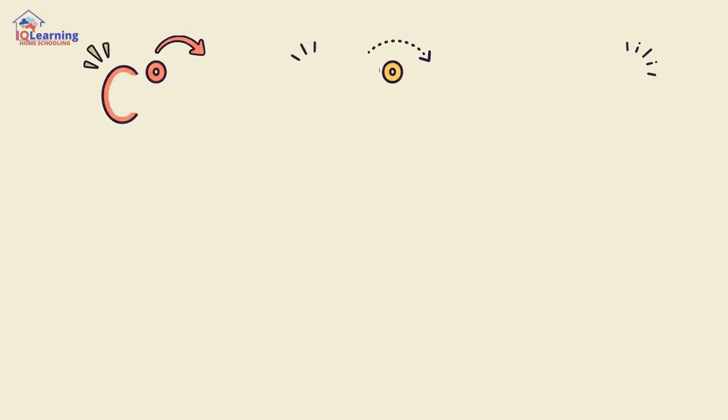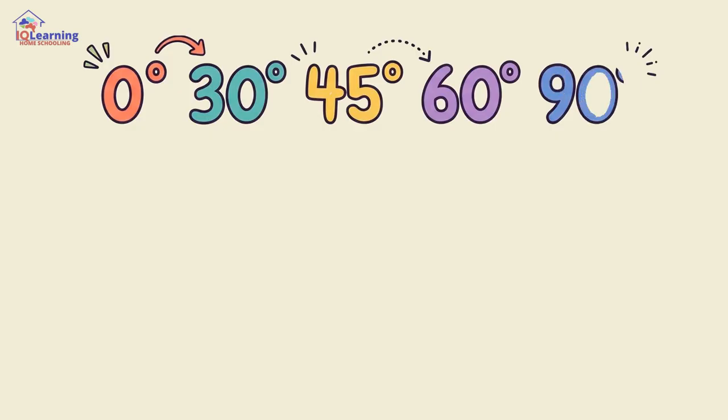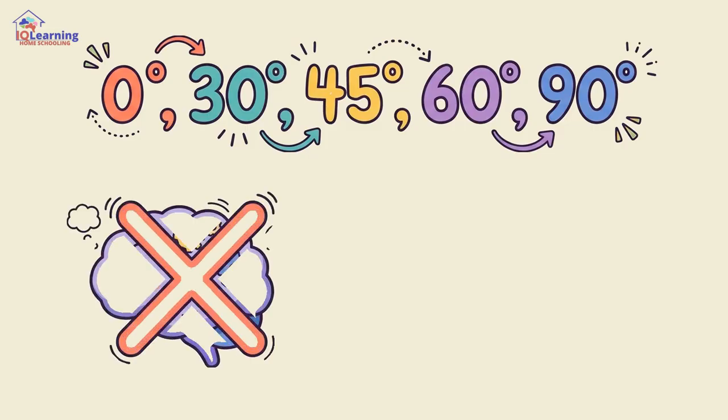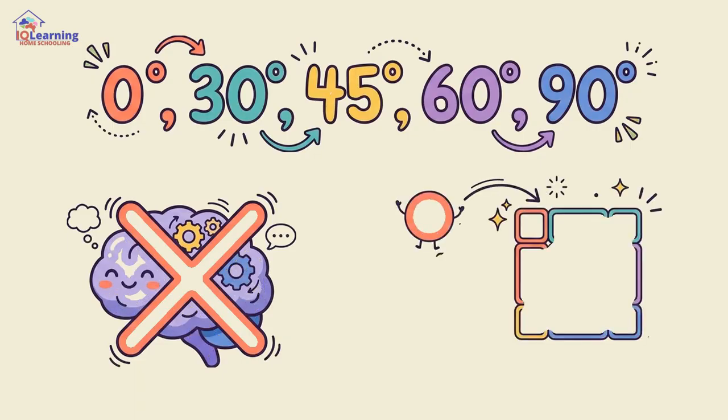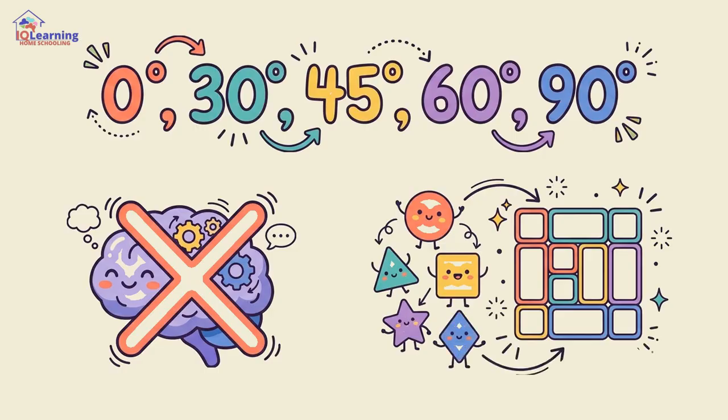You'll see these 5 trig angles constantly in geometry, algebra, pre-calculus, physics, and calculus. 0 degrees, 30 degrees, 45 degrees, 60 degrees, and 90 degrees. The good news is that the exact trig values are not random facts you have to brute force memorize. They come directly from geometry, and once you understand the patterns, you can rebuild the whole table from scratch.